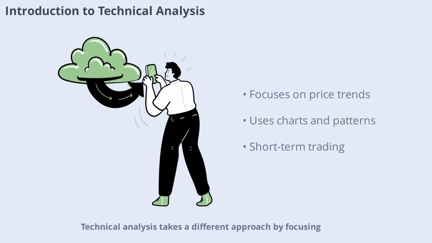Technical analysis takes a different approach by focusing on a stock's price movements and trading volume. Instead of looking at a company's financials, technical analysts study charts and patterns to predict future price trends. This method is popular among short-term traders who aim to capitalize on market fluctuations. By analyzing historical data, technical analysts try to identify signals that indicate when to buy or sell a stock.